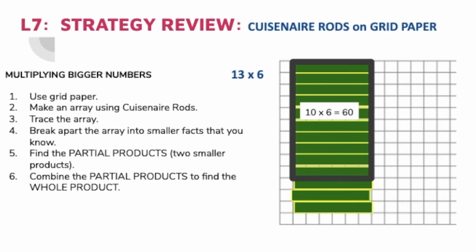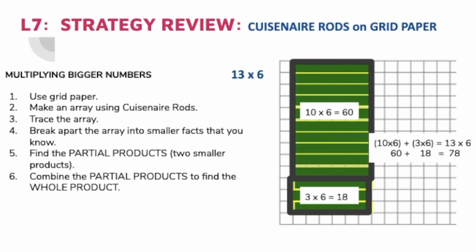So we're going to break this apart into 10 times 6. We know that's 60. We're going to break it apart into 3 times 6. We know that's 18. 60 and 18 are our partial products. They're the 2 smaller numbers we get when we multiply. For our last step, we're going to combine or put together those partial products to find the whole product. So we're going to put together the product of 10 times 6 plus 6 times 3. And together that gives us 13 times 6, and that product is 78.